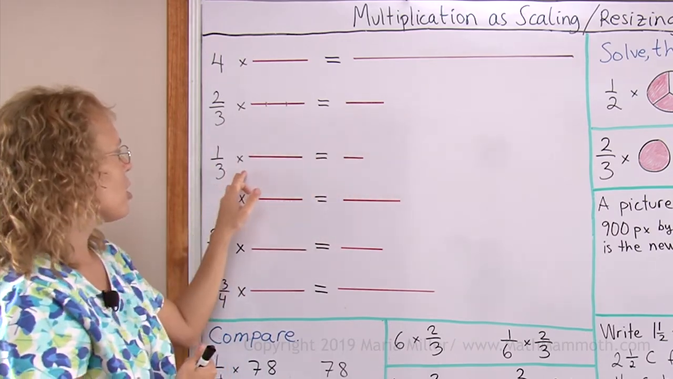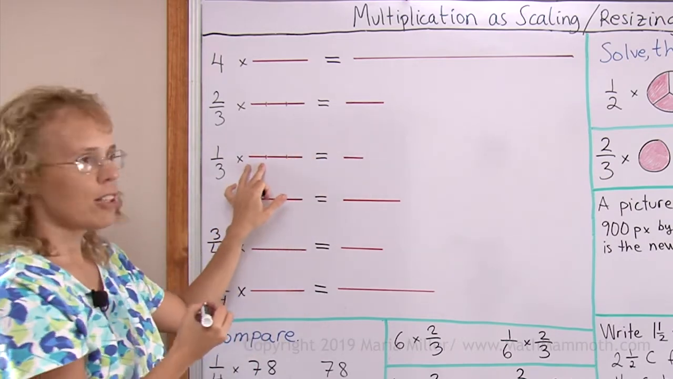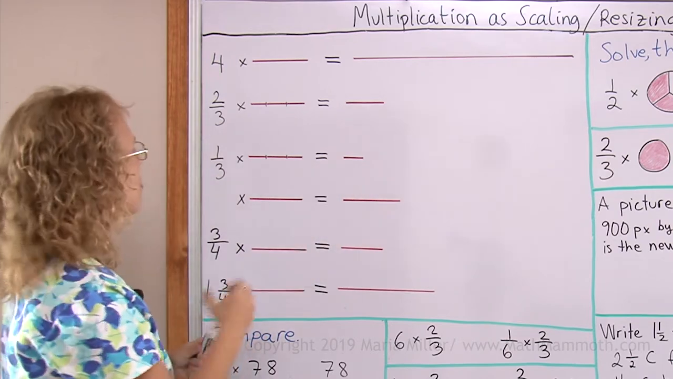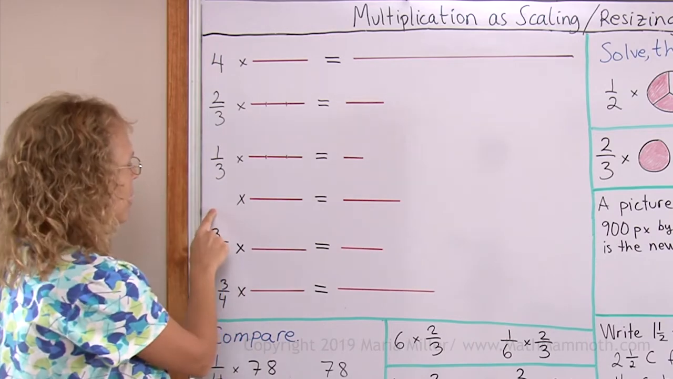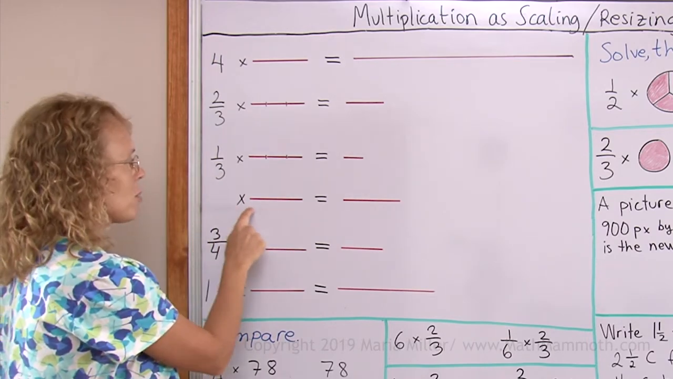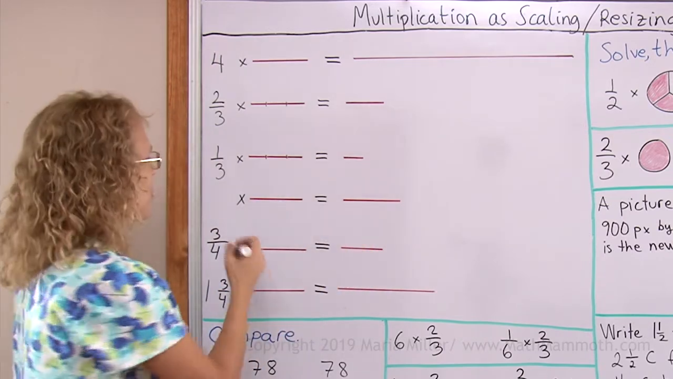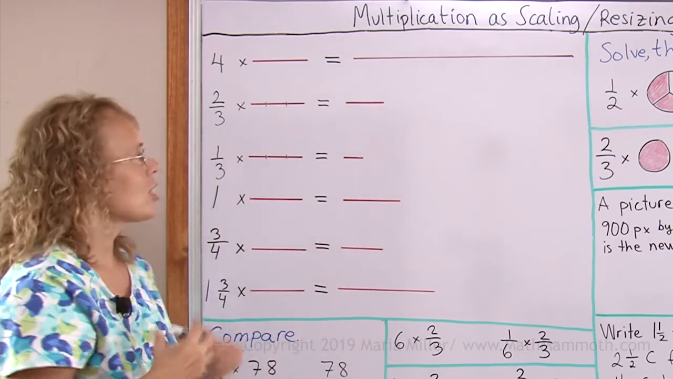Similarly, 1/3 of the stick would be, I would chop it and just take 1/3 of it. That is my result. The stick gets shorter when I multiply it by 1/3. Now, is there any number that if I multiply by this number times the stick, it will stay the same? Obviously, the answer would be 1, right? 1 times the stick is the stick itself. It does not change its length.